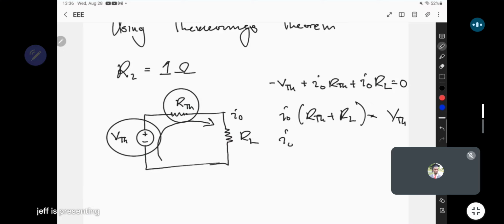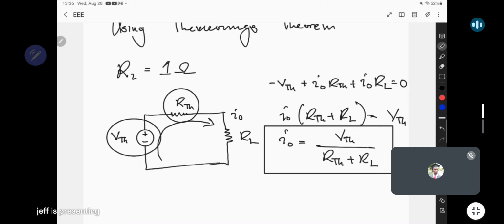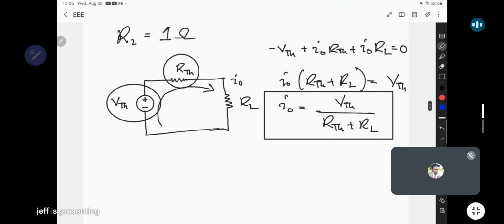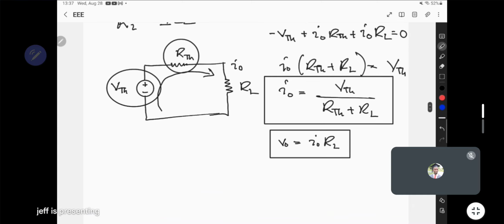And then finally, the load current, I0, will be equal to V Thevenin divided by R Thevenin plus R load. So if we can find R Thevenin and V Thevenin, notice that it becomes easy to get what I0 is. And once we have I0, remember we already saw that V0 will just be equal to I0 multiplying the load resistor in this case. So if we can find what R Thevenin is and V Thevenin is, then it'll be good.